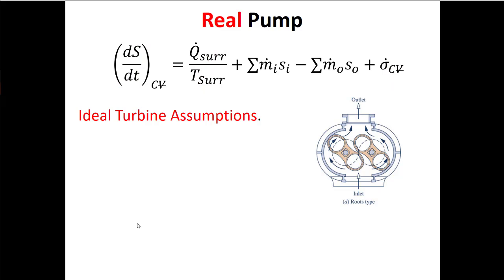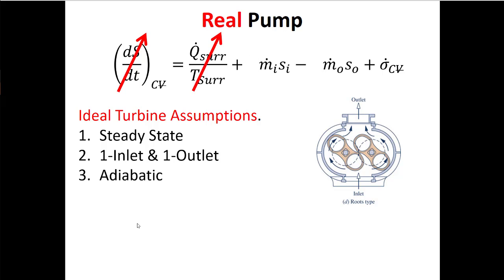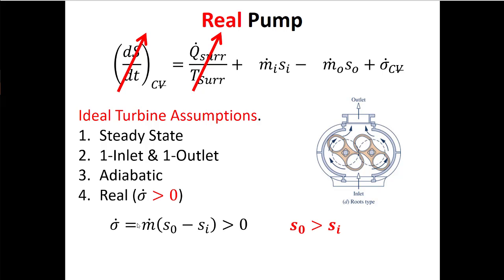The real pump, just like the real turbine, we're going to make all of those same assumptions, except we'll relax the assumption about it being ideal. So if it's a real pump, sigma dot has to be positive, which means that the entropy generation rate, sigma dot, sticks around. And because that's positive, just like in the turbine, S at the outlet is bigger than S at the inlet.